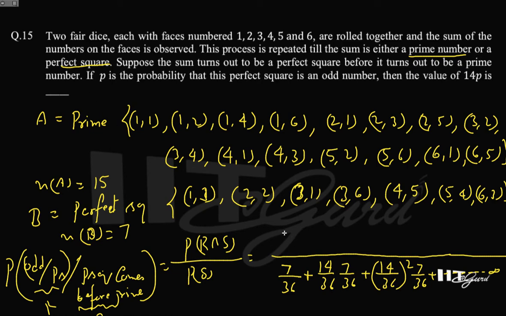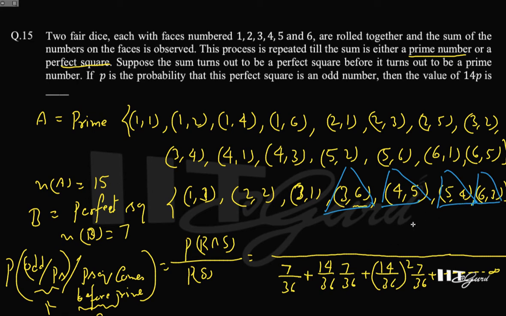Anyhow, coming to the point, the probability of R intersection S means odd perfect square. So where the odd perfect squares are, let me mark all the points where the perfect squares are. Here is an odd perfect square, here there is an odd perfect square, so here also there is an odd perfect square, and here also there is an odd perfect square.